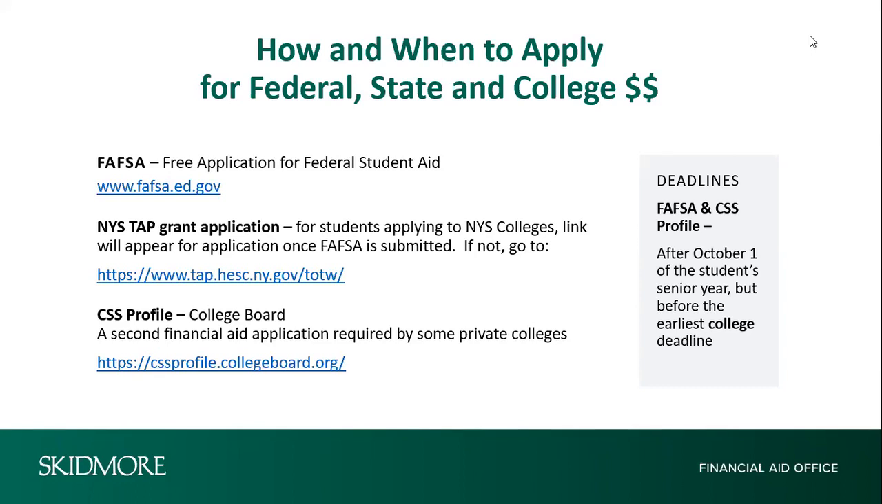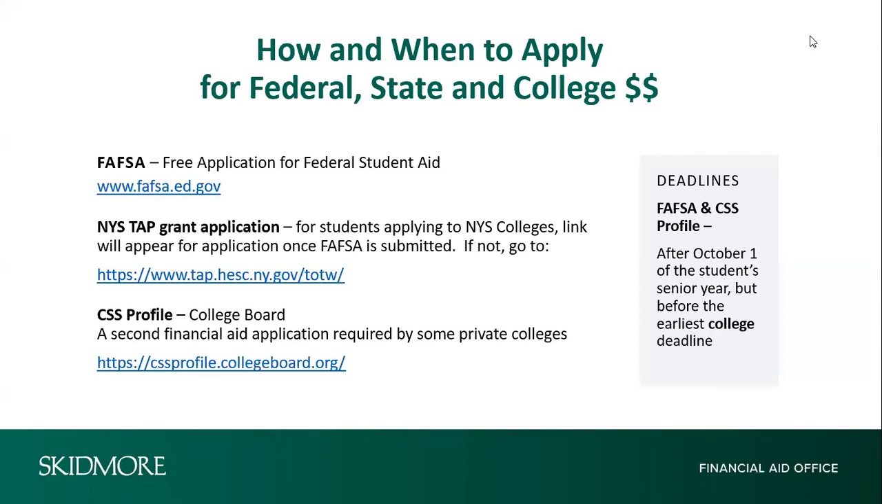In addition to the FAFSA, if you're a New York State resident and applying to at least one New York State college, you want to also complete the New York State TAP, Tuition Assistance Program grant application. If you list at least one New York State college on the FAFSA as you're filing it, then at the end, once you've submitted the FAFSA, there'll be a pop-up that says, do you want to continue on to complete your New York State TAP grant application? And of course, you should say yes.